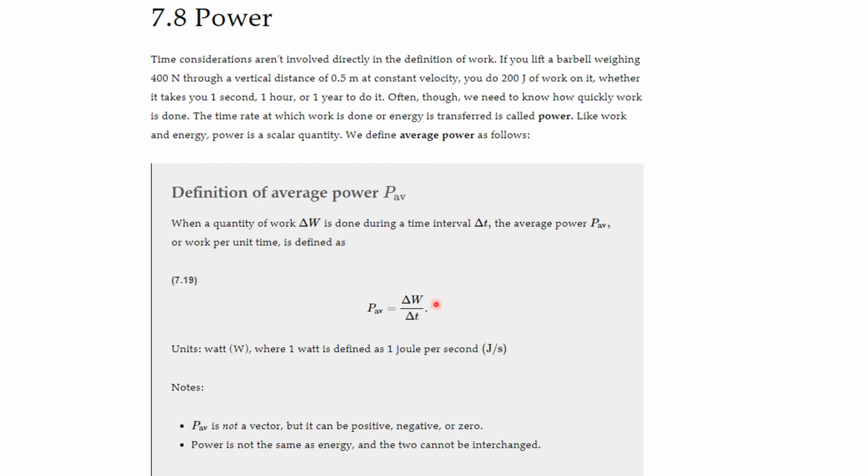Now there are units for this, but work comes in joules and time comes in seconds. So you say, oh, it's a joule per second, but we have a name for that. It is named after the famous engineer James Watt, who invented the steam locomotive, and so it is called a watt, W-A-T-T. And a watt is defined to be 1 joule per second. Now remember, it's not a vector, but it can be positive, negative, or zero. And realize it's not the same thing as energy. It's energy per unit time, and so the two cannot be directly interchanged.